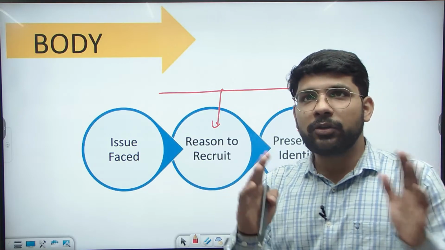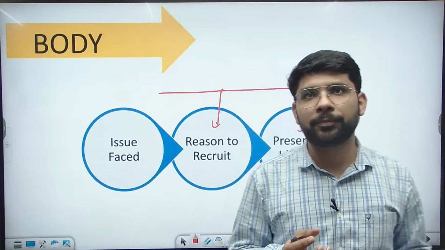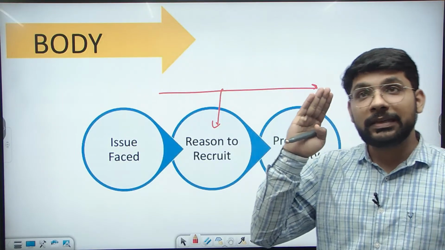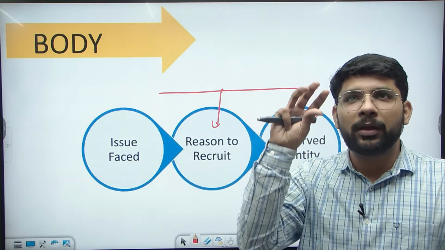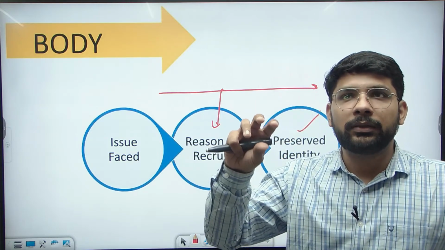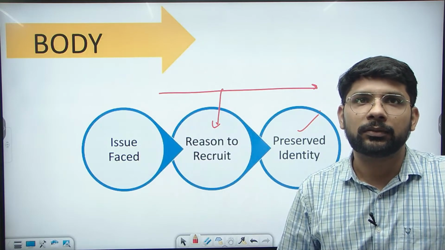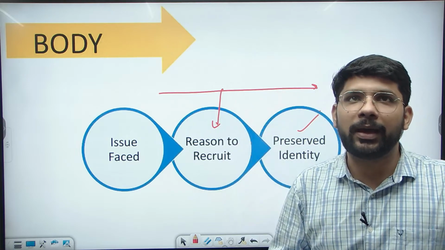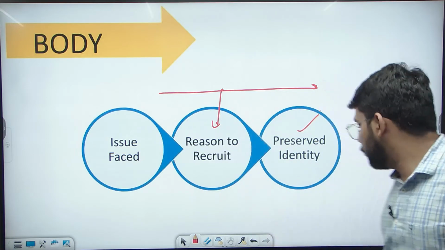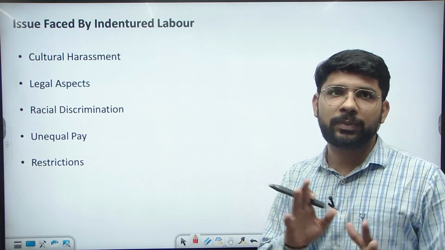If you see in South Africa, most of them were facing a cultural issue. They were facing the racial issue also. The poll issue, they were imposing the poll tax. They were cancelling the marriage certificate of the Indians. So we will look into one by one what were the major issues faced by the indentured labor there. So let's look at it. Number one, the cultural harassment.